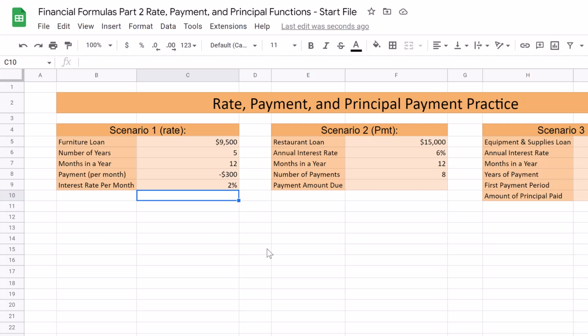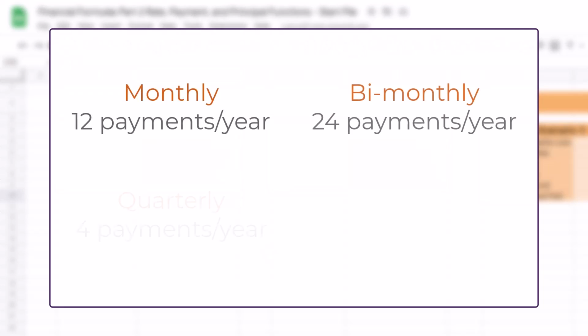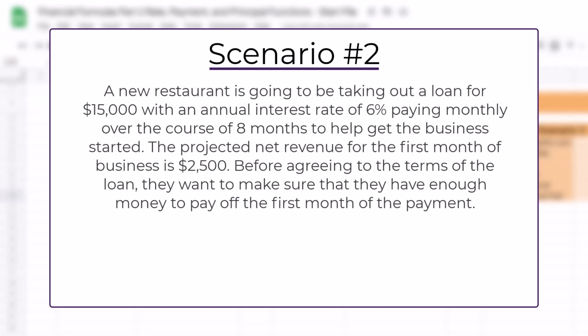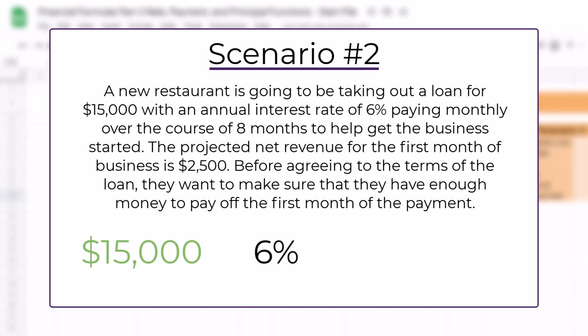Moving on, we will now use the payment function to calculate constant payments. These payments could be monthly, bi-monthly, quarterly, or annually, given a constant interest rate. Let's look at a scenario where this function can be applied. A new restaurant is going to be taking out a loan for $15,000 with an annual interest rate of 6% paying monthly over the course of 8 months to help get the business started.